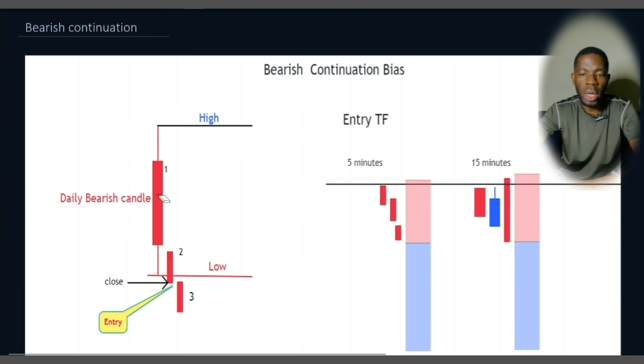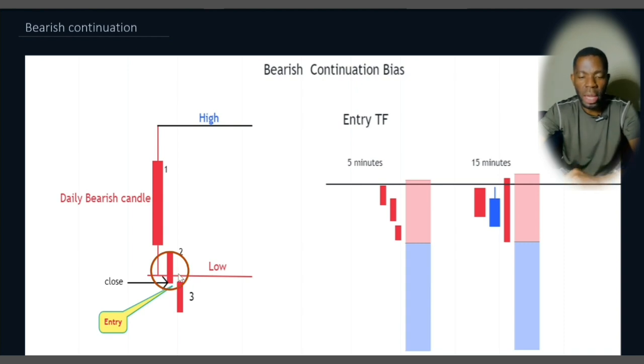So look at the second day. Look at what happened with the second day candle. The second day candle closed below the lowest price of the previous day. You can see the second candle closed below this previous low of the first day. So in the second day we have this candle closing below, confirming our bearish continuation bias. So we are looking to sell beginning with the third candle, a bearish candle.